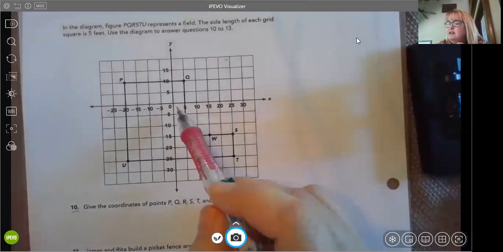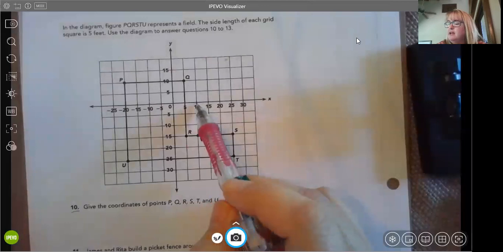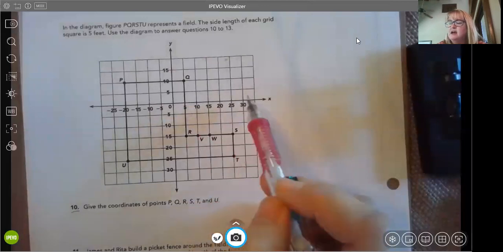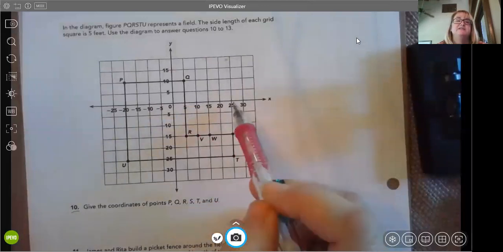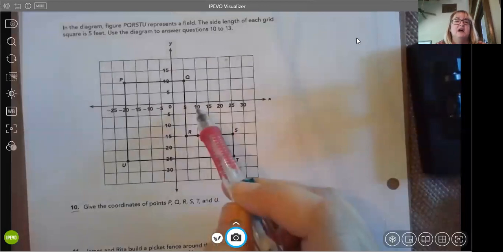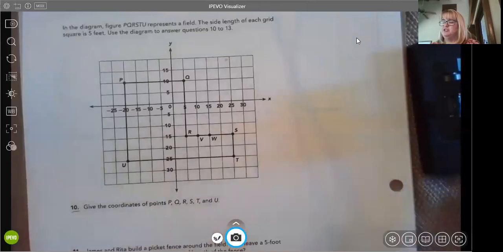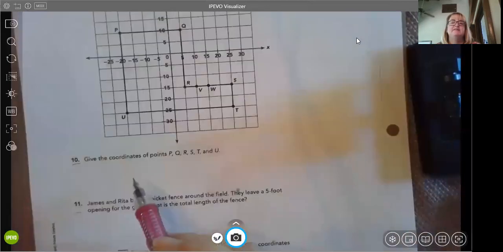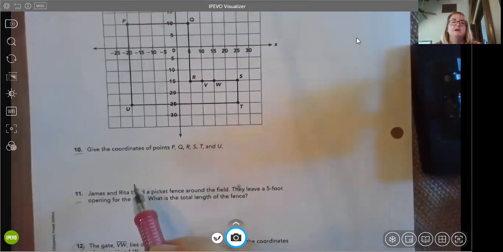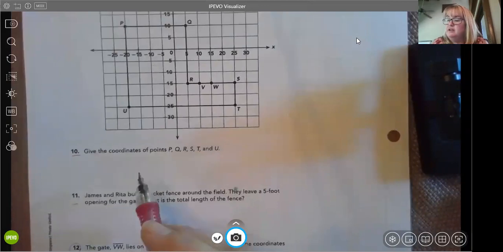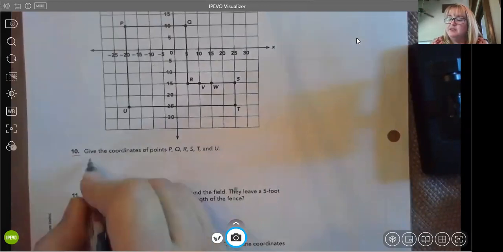Notice that the grid is counting by 5s. It's not counting by 1s. So each of these is 5 feet. And then we're going to use this to answer questions. All right, number 10 says give the coordinates of points P, Q, R, S, T, and U. So I'm going to get you started. You just list them and list what the coordinates are.